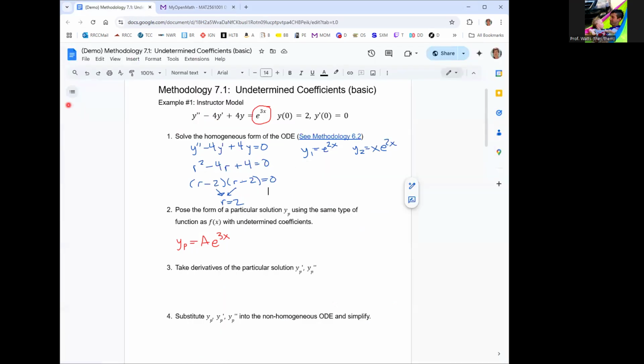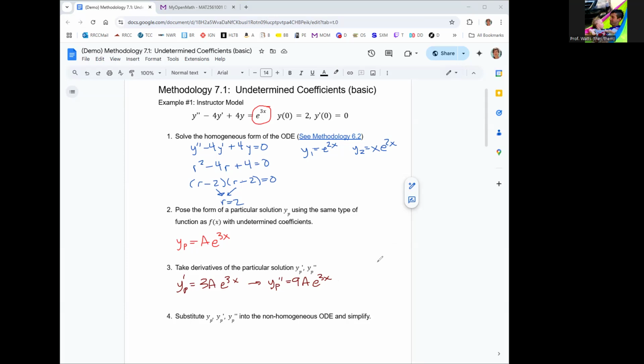Now that we have the particular solution, we're ready for step 3, which is to take the first and second derivatives. These are pretty easy derivatives. We get the same exponential back, but the chain rule gives us an extra 3. That's yp prime. And another 3 for the second derivative, 9 times A e to the 3x.